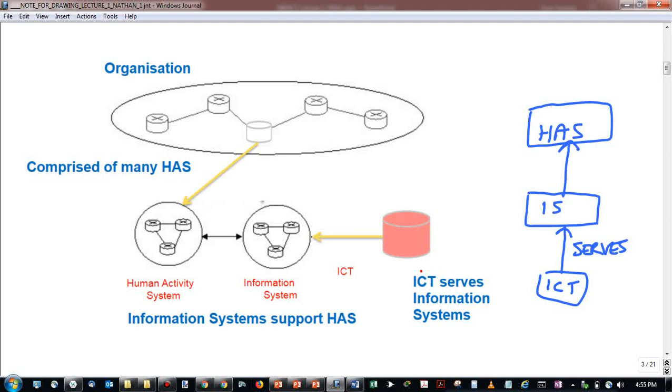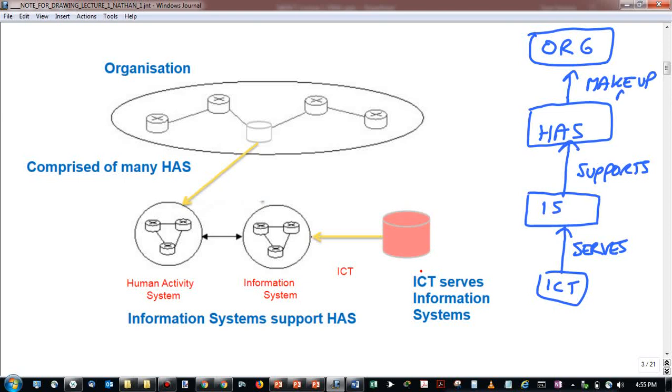And then eventually, this human activity system, what does it do? It contributes to the organization. So we can say the ICT serves the information system, which supports the human activity system, and together the human activity systems make up an organization. They comprise the organization, because an organization is basically people doing stuff, right?